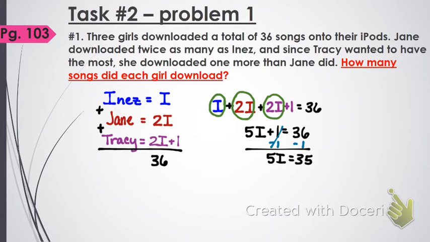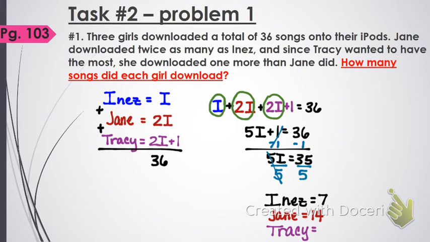So how many songs did Inez download? 7. And then from there, why did I divide by 5? I want to divide by 5. So Inez had 7 songs, so that means Jane had 14. And Tracy? Tracy had 15. Did that make sense?